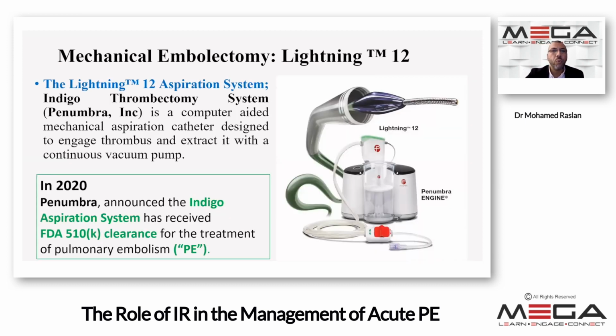The second approved device for mechanical embolectomy is the Lightning 12 aspiration system from Indigo, Penumbra. It's a computer-aided mechanical aspiration catheter designed to engage the thrombus and extract it with a continuous vacuum pump. It was approved by the FDA in 2020.